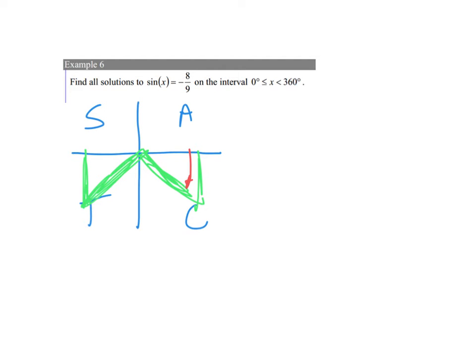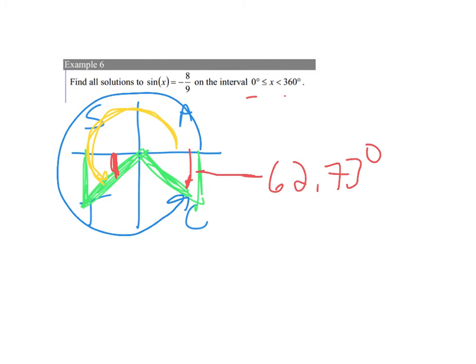The calculator told me that red angle is -62.73 degrees. Okay, but they're telling me between 0 and 360. Well, this is my reference angle, right? Isn't this reference angle the exact same thing, the 62.73? So we need to find this angle. That'll be the first angle that's between 0 and 360. And then we need to find this angle. That's going to be the second angle between 0 and 360.